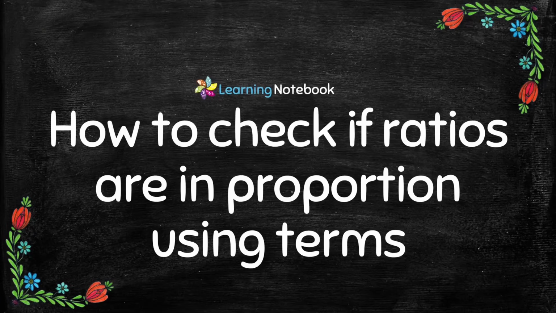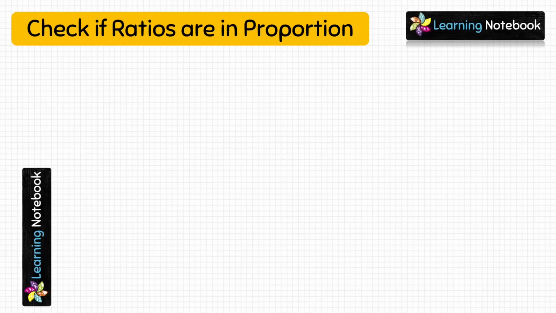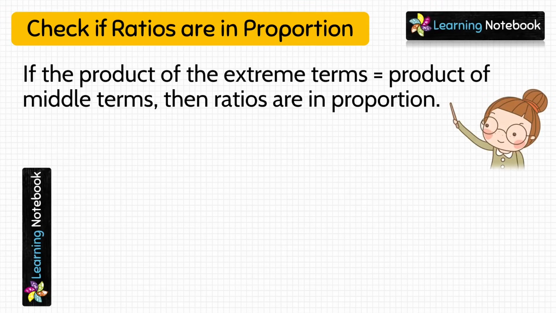Now we are going to learn how to check if ratios are in proportion using terms. Students, to check if ratios are in proportion using terms, we will see if the product of the extreme terms equals the product of middle terms. Then only we can say ratios are in proportion.